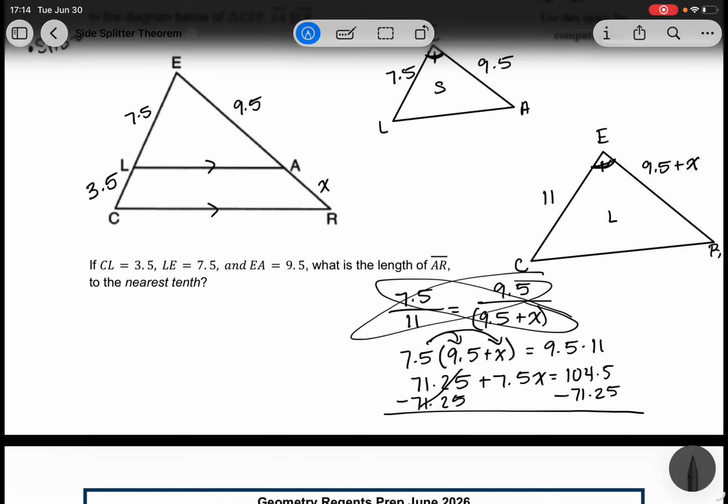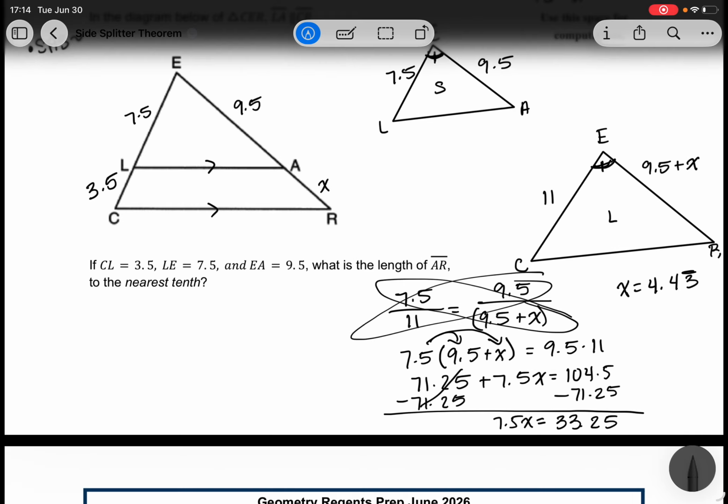And that will leave us with 7.5x equals 33.25. From here, we're going to divide both sides by 7.5, which should get you x equals 4.43 repeated.